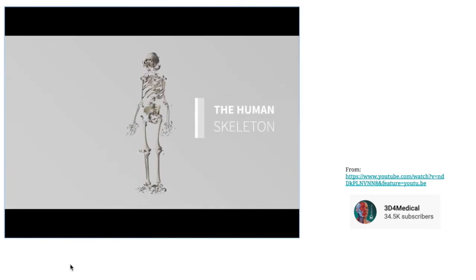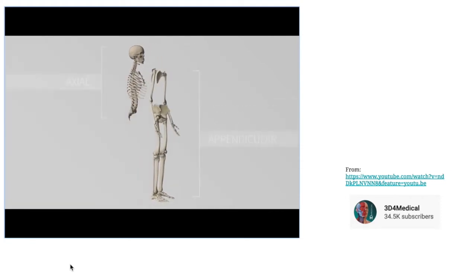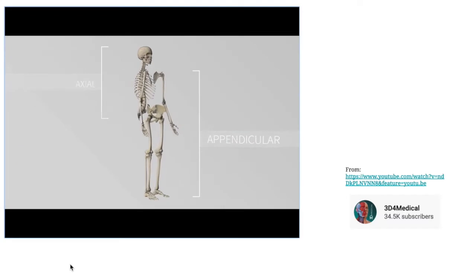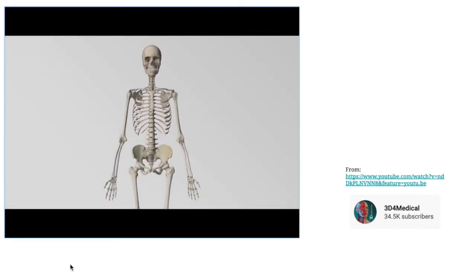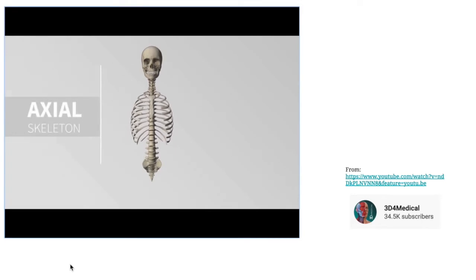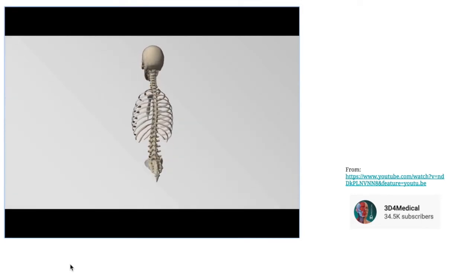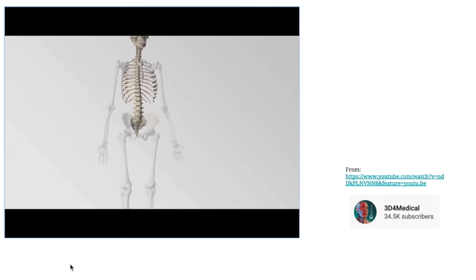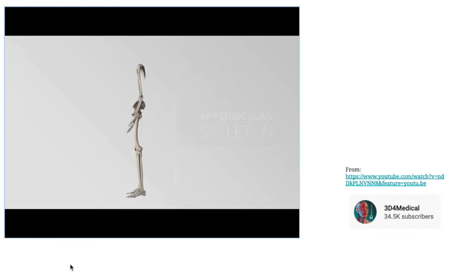The adult human skeleton is made up of 206 individual bones. These bones can be categorized into the medially located axial skeleton and the adjoining appendicular skeleton. The axial skeleton is made up of the skull, hyoid bone, vertebral column, sternum, and rib cage. The appendicular skeleton contains the bones that make up the upper and lower limbs.